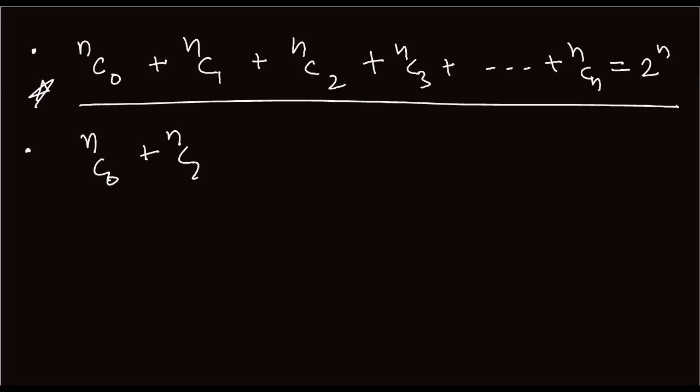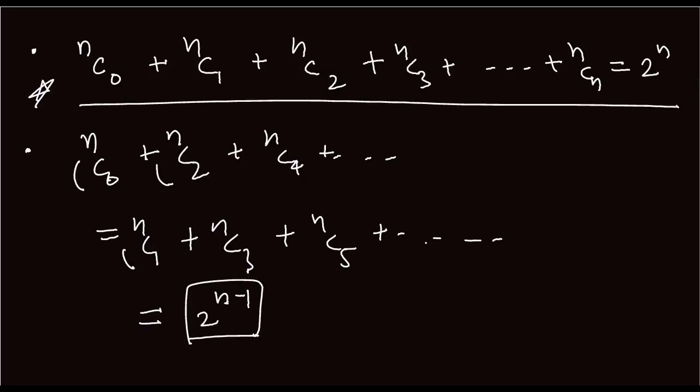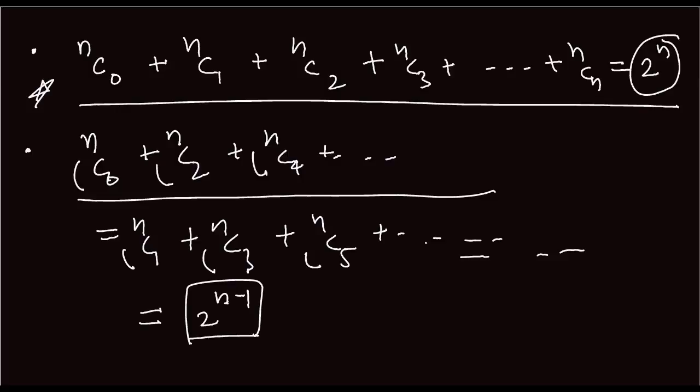Again, nC0 plus nC2 plus nC4 plus and so on equals nC1 plus nC3 plus nC5 plus and so on, and both are the same, equal to 2 to the power n minus 1. Because when you add them, you get nC0 plus nC1 plus nC2 plus nC3 plus nC4 plus nC5 plus up to nCn, which equals 2 to the power n. So half of this series will be 2 to the power n by 2, that is 2 to the power n minus 1.